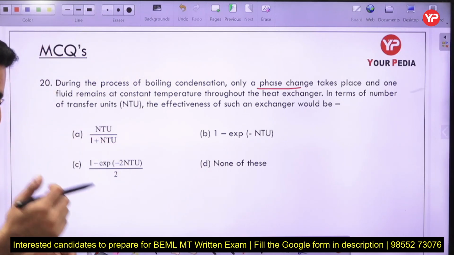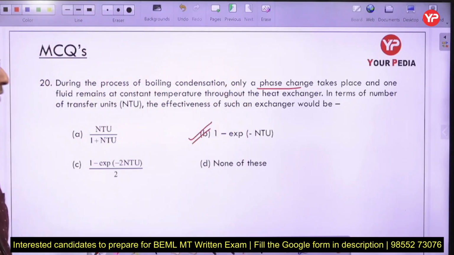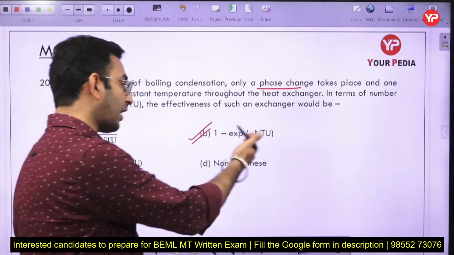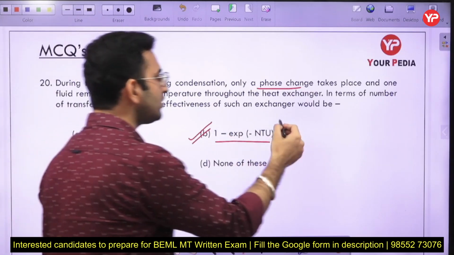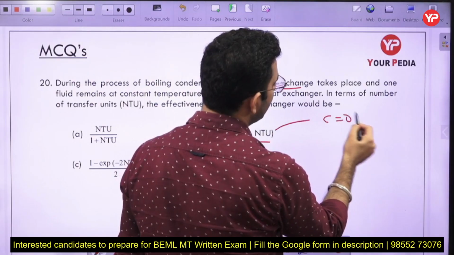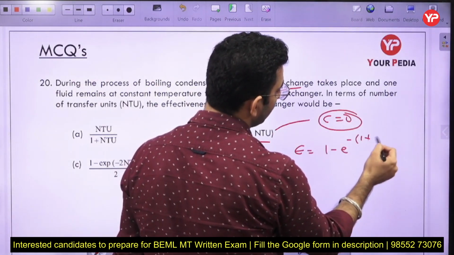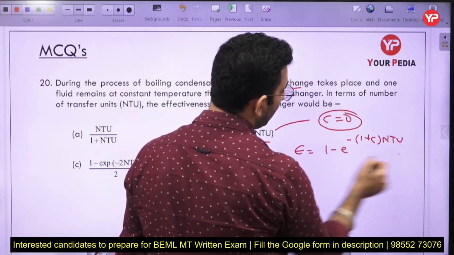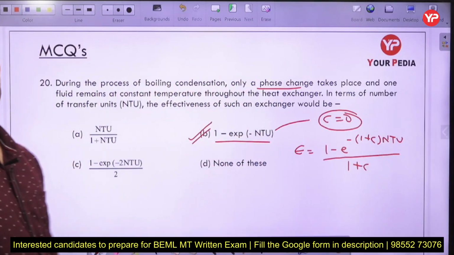We have a direct formula in this case, that effectiveness will be equivalent to 1 minus exponential to the power of minus NTU. That is the final formula here, because in this case C is going to be 0, and you can see effectiveness is equivalent to this one here. If you put the value of C as 0, you are going to get option number D as the correct answer.